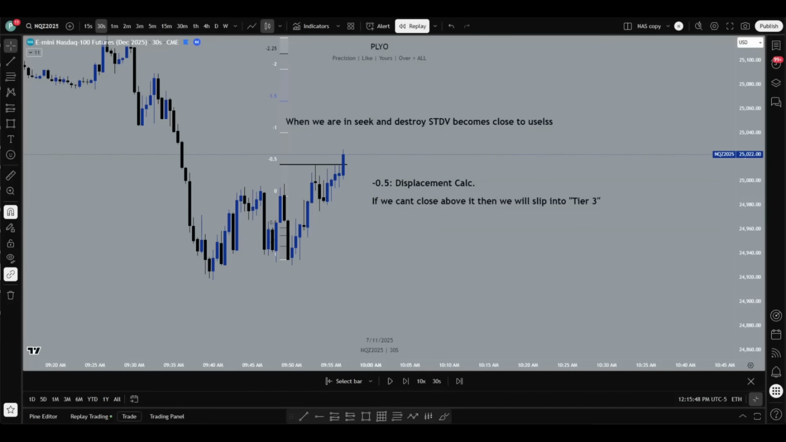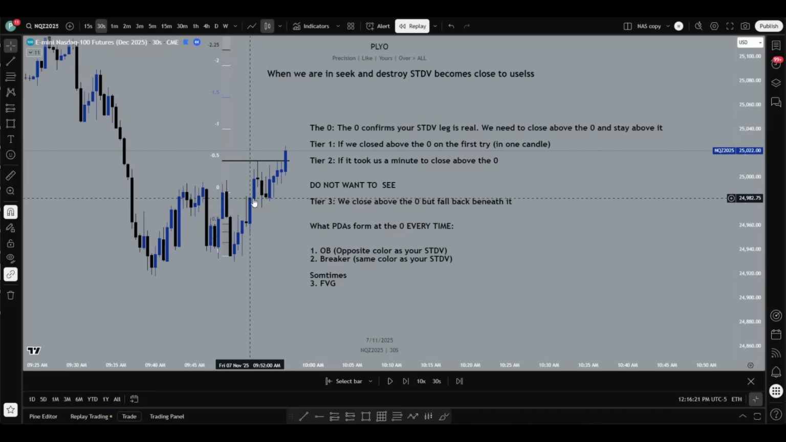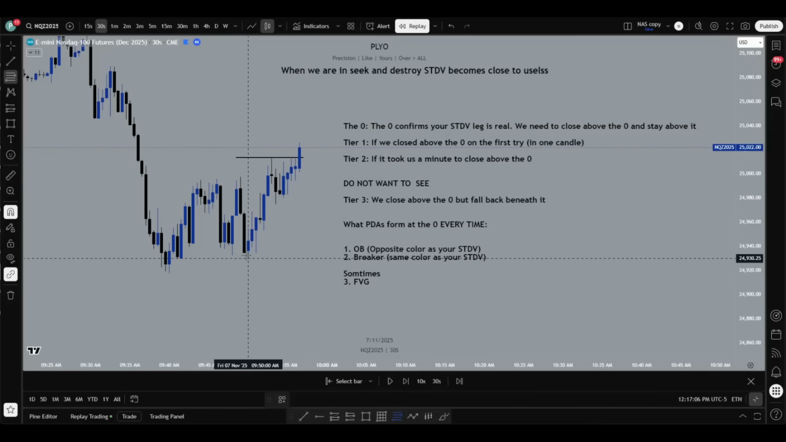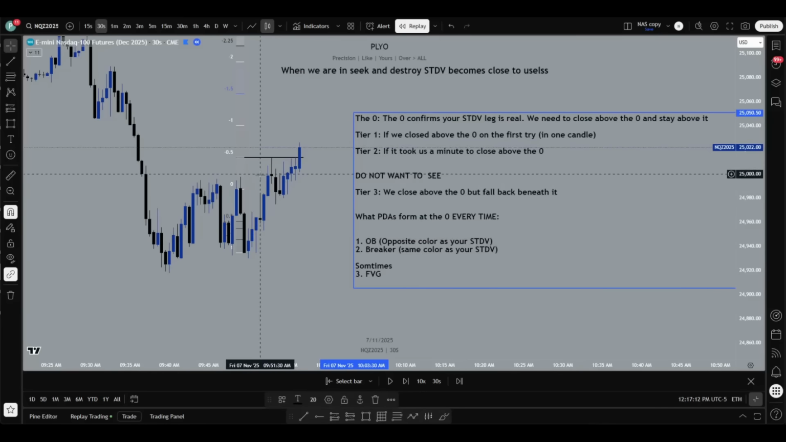Now, remember the thing about the 0. This is where it all comes together. If we have two PD rays already at the 0, being the OB and the breaker, right? Every single time we'll have the OB and the breaker. Sometimes the breaker will be a singular candle. This right here, we hit -0.5, right? We hit -0.5. We stop there. That's a displacement calculator once again.